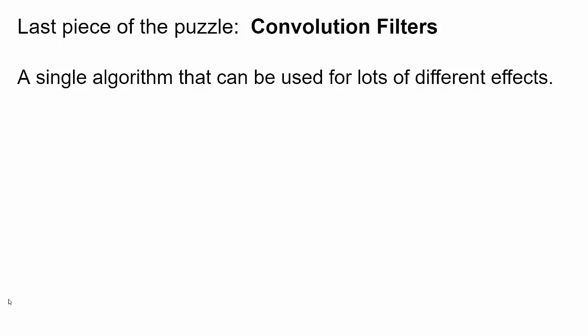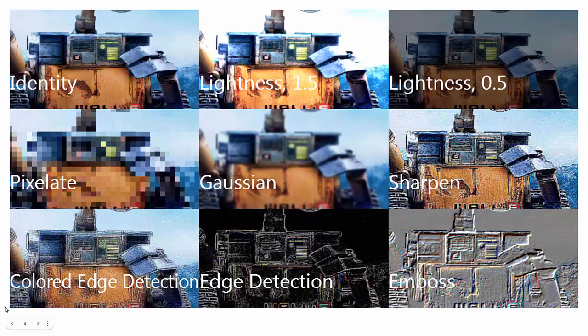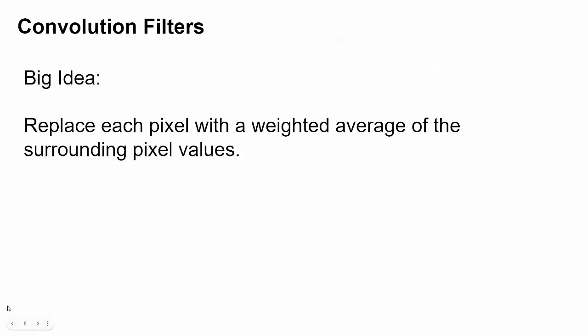So here's the idea of a convolution filter. It is a single algorithm that can be used for lots and lots of different effects that are useful in other algorithms. So with the same algorithm, you can lighten or darken, you can pixelate, you can do different kinds of blurs like Gaussian blur, you can sharpen, you can do edge detection, you can emboss, all kinds of things. So how does it work?